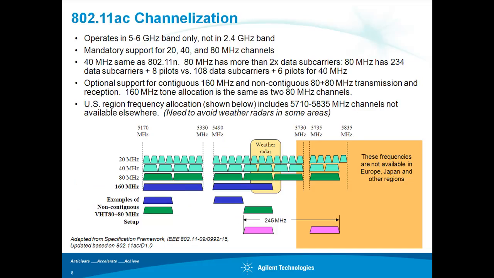The channelization of 802.11ac illustrates leverage of the existing 5 GHz spectrum and channels. It also demonstrates the limited availability of wider channels. We can see that there are only two 160 MHz wide channels available, and the second channel cannot be used if there are weather radars nearby. Thus, the 80 plus 80 MHz mode allows more opportunities for 160 MHz transmissions by combining two 80 MHz channels that are not adjacent in frequency.